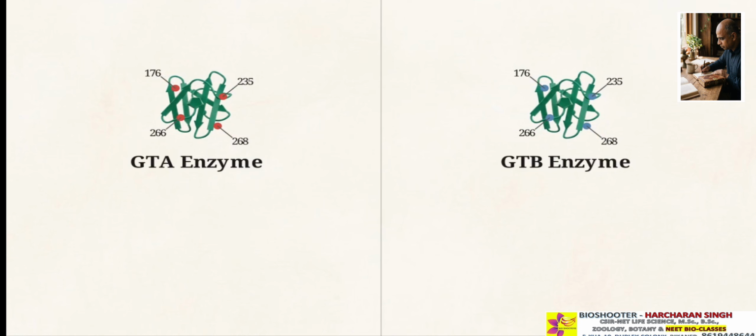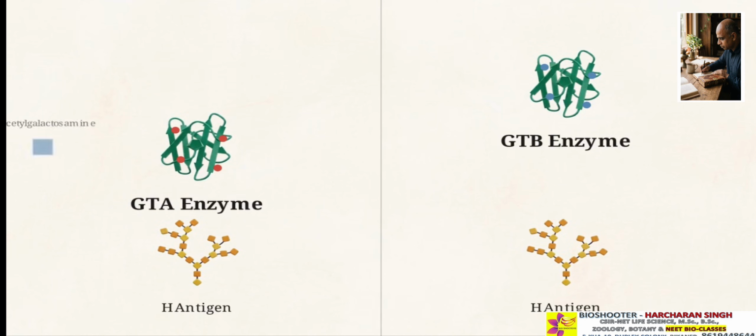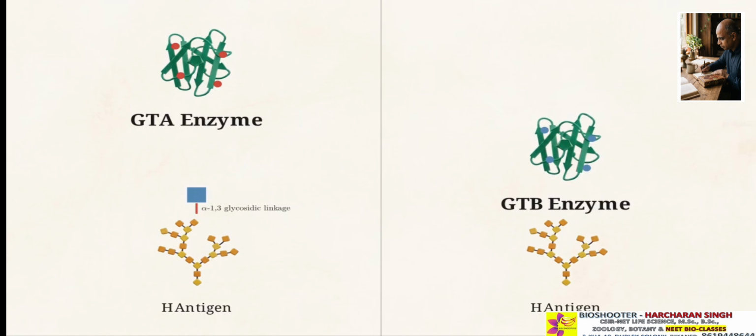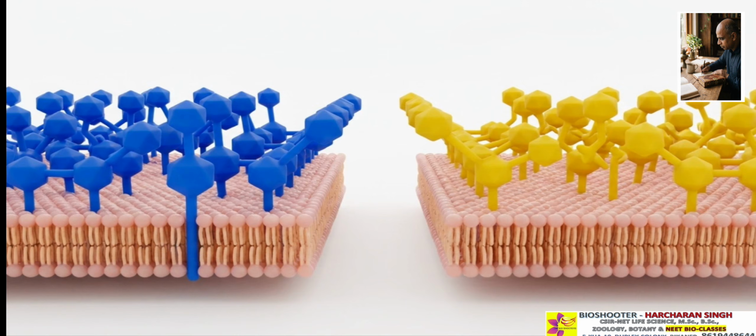These two transferase enzymes are nearly identical. Out of 354 amino acids, they differ by exactly 4 residues. That minute structural variation dictates their entire function. The GTA enzyme's specific geometry allows it to grab N-acetylgalactosamine and attach it to the H antigen backbone using an alpha-1,3 glycosidic linkage. Conversely, the GTB enzyme's slightly altered shape grabs D-galactose, attaching it to the exact same position on the H antigen using the identical alpha-1,3 linkage. A tiny genetic polymorphism alters the enzyme's substrate specificity, creating divergent biological antigens from the same starting material.